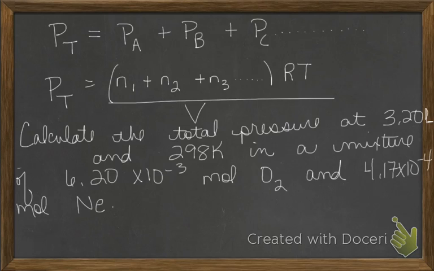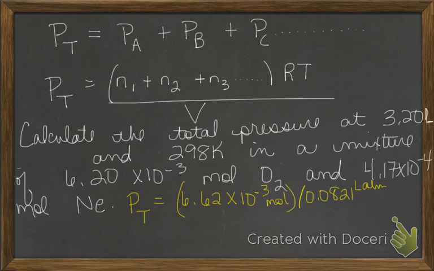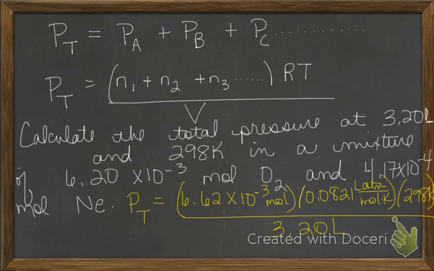Okay, so the total pressure is going to be the sum of the moles. So I'm going to take 6.2 times 10 to the minus 3 and add that with the 4.17 times 10 to the minus 4, and I have that the total moles is 6.62 times 10 to the minus 3 moles times R, which is 0.0821 liters atmosphere per mole times Kelvin, times my temperature, which is 298 Kelvin, and that is all divided by a volume of 3.20 liters.